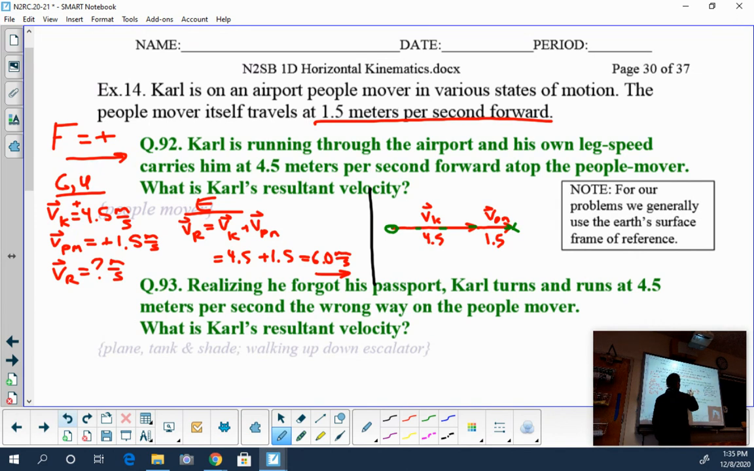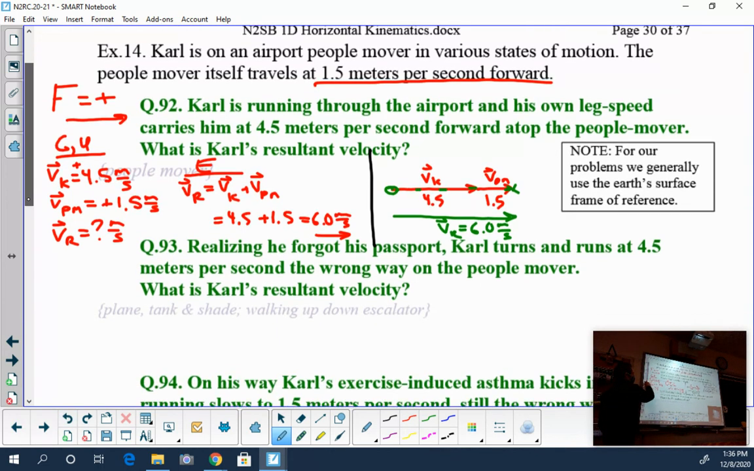The resultant is you can draw it wherever you want. Remember, you're allowed to translate your vectors. So if this is a mess, feel free to come down here and just say, aha, there's my resultant velocity, 6 meters per second to the right. Good. Good. Okay, let's keep on going.